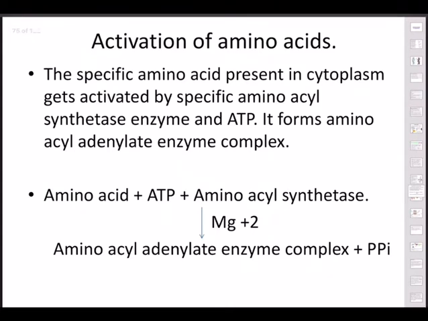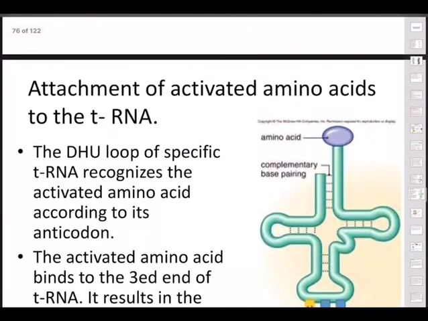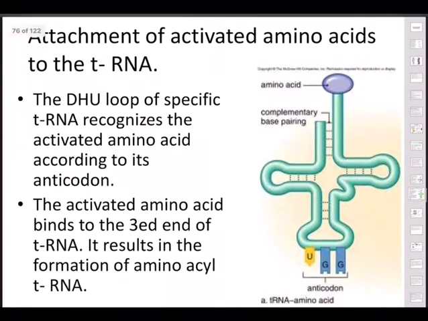So first one, as I said, activation of amino acids. The specific amino acid present in the cytoplasm gets activated by a specific enzyme. What is the enzyme? Just now I said aminoacyl synthetase, and ATP is to be spent. It forms an aminoacyl adenylate enzyme complex. So amino acid plus ATP plus aminoacyl synthetase in the presence of Mg2+ catalyst gives aminoacyl adenylate enzyme complex. Of course, ATP is becoming ADP and inorganic phosphate.